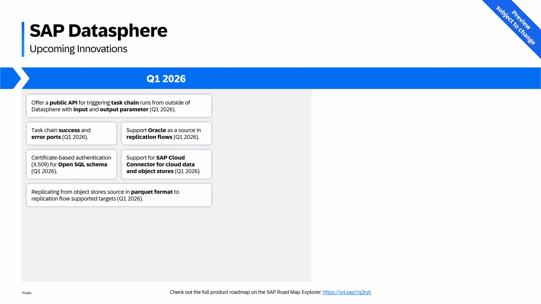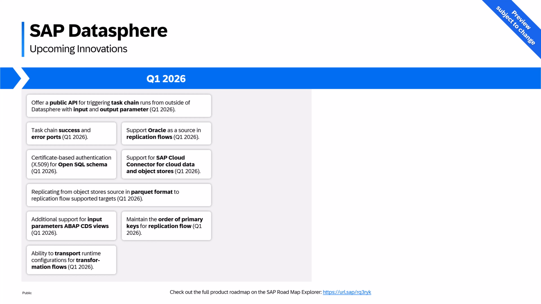For replication flows, we want to introduce Oracle as a new source capability, as well as support for the cloud connector for cloud data and cloud object stores in Q1. And also on the replication flow side, we want to support Parquet as an additional format on the supported targets side.